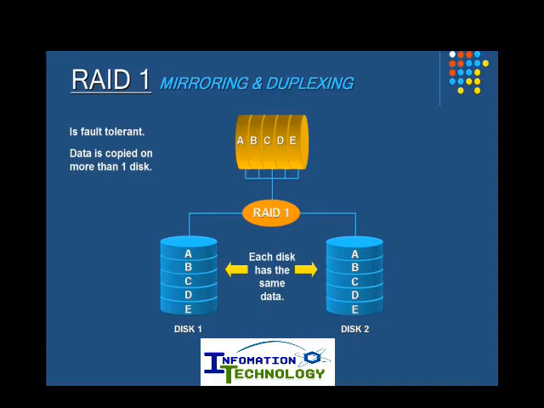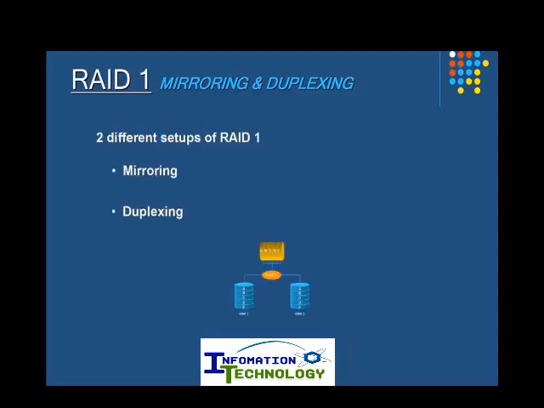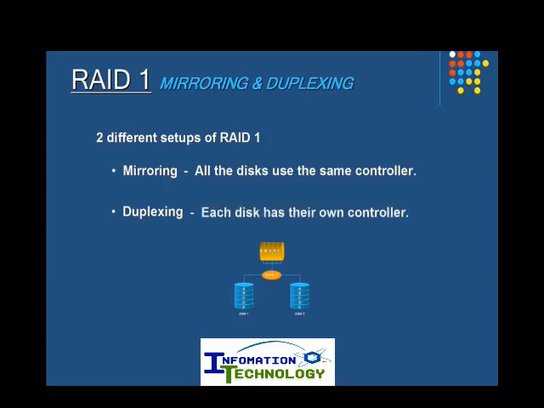There are also two different setups in RAID 1, mirroring and duplexing. Mirroring is when all the disks use the same controller, but duplexing is when each disk has their own controller. So duplexing is more fault tolerant of the two setups, because it will still continue to function if a controller goes down.